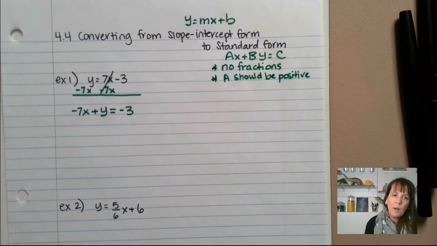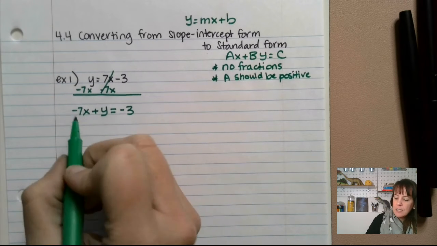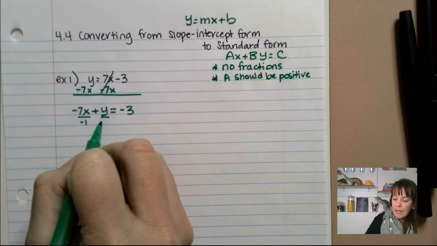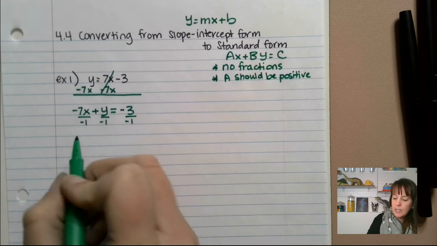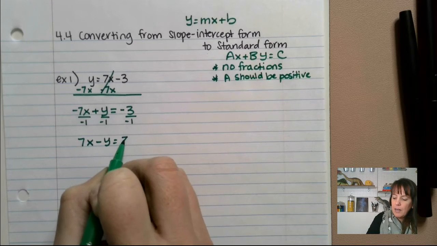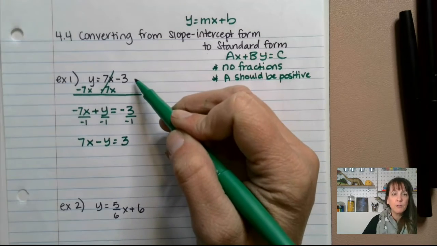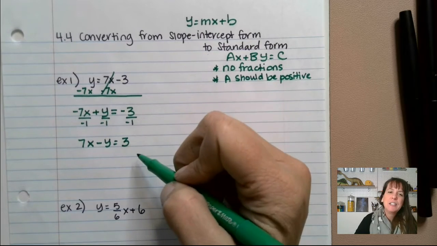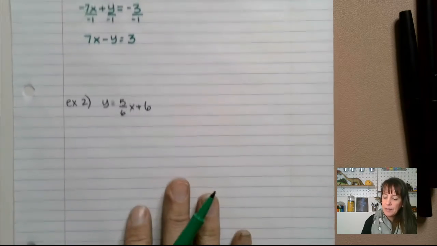Now, generally, you don't want to have a negative in the front when you have standard form. So what we should do is divide each of these by a negative 1, and all that does is change our sign. So now we have positive 7x minus y equals positive 3, and we've gone from slope-intercept form to standard form.